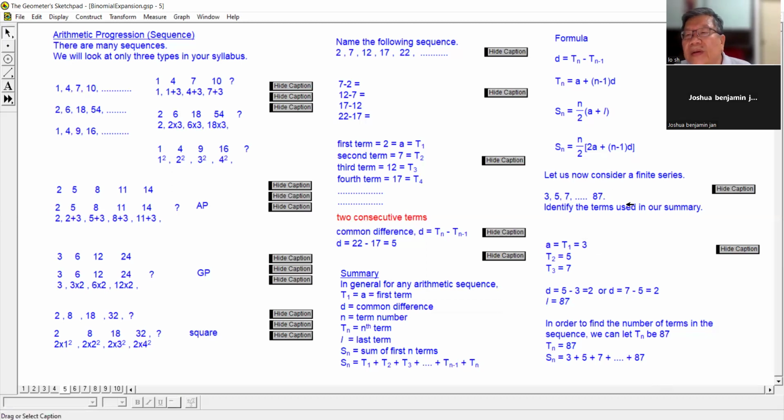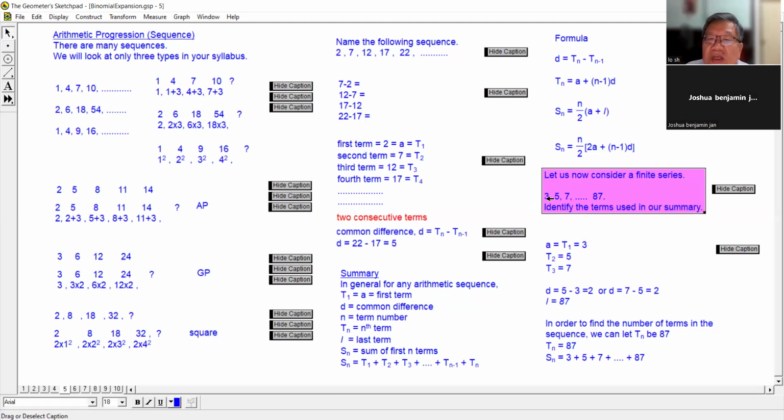Okay. Next, we are going to look at this. Now, let us consider a finite series. Just now, I told you infinite means the sequence has no end. But this one is finite. That means we actually know how many terms there are.